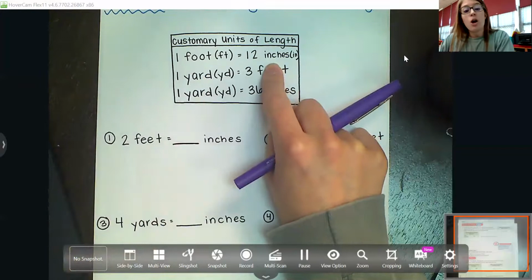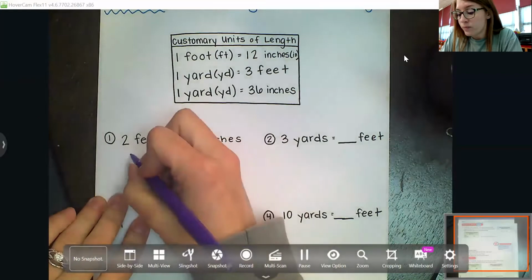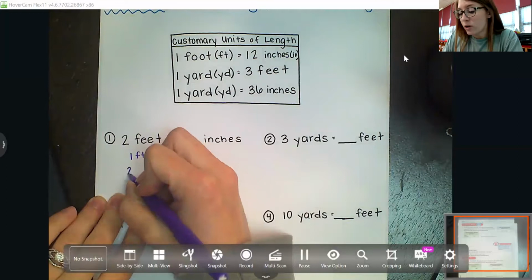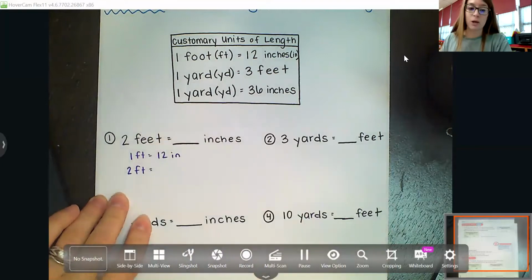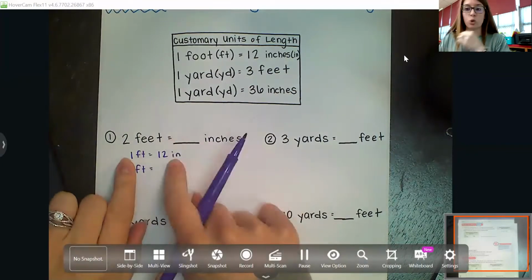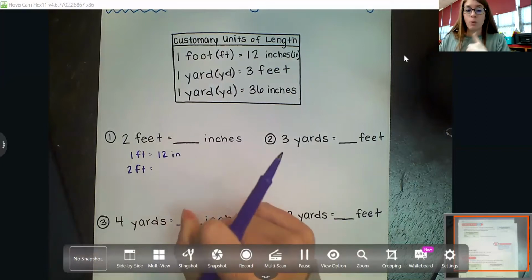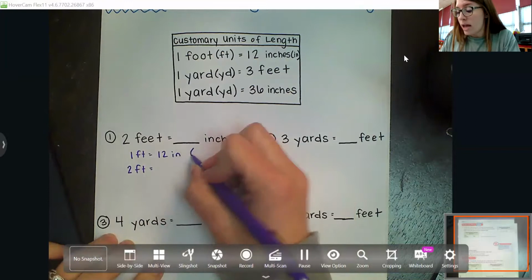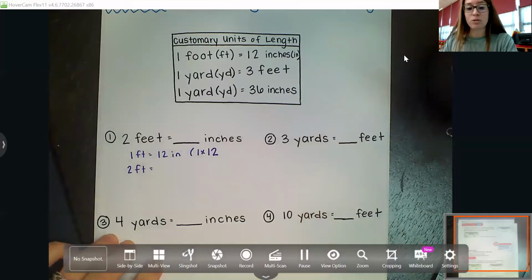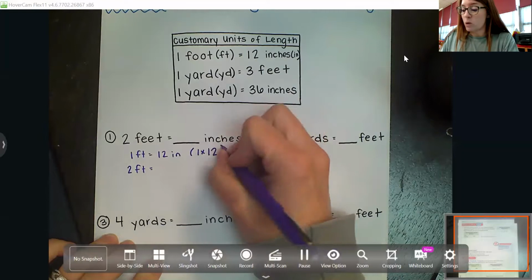So we need to figure out, if 1 foot equals 12 inches, how many inches 2 feet equals. So if we've got 2 feet, how did we get from 1 to 12? Did we add 12? Are we multiplying by 12? Okay, we're going to be multiplying by 12. So it would be 1 foot times 12 inches. So this is what we are going to be using.